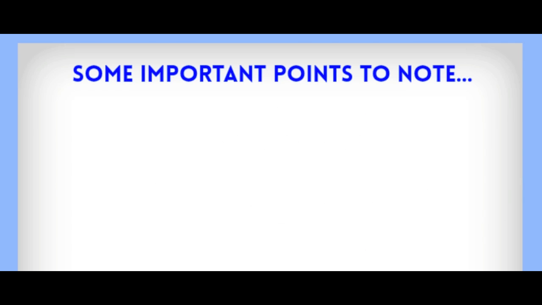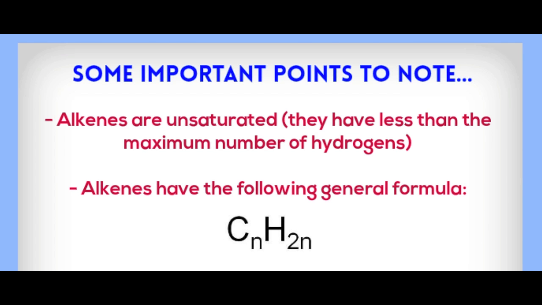of an alkene. So alkenes are also unsaturated because they have less than the maximum number of hydrogens, and they also have a general formula. All alkenes, or linear alkenes, are CnH2n. So let's say you had C2H4, C3H6, you get the idea.